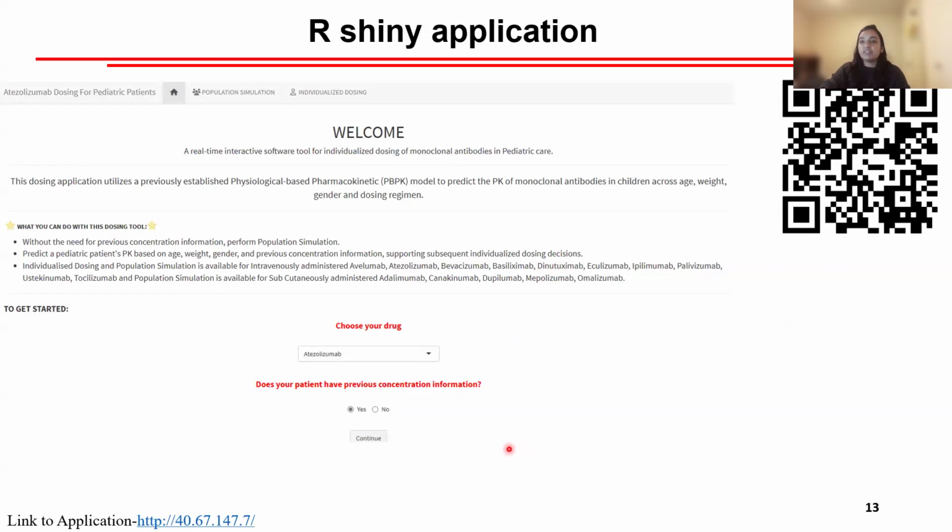Having demonstrated the predictive performance of the model, we next focused on making the framework accessible to end users. To achieve this, the model was implemented as an interactive web-based application, which I'll briefly demonstrate now.